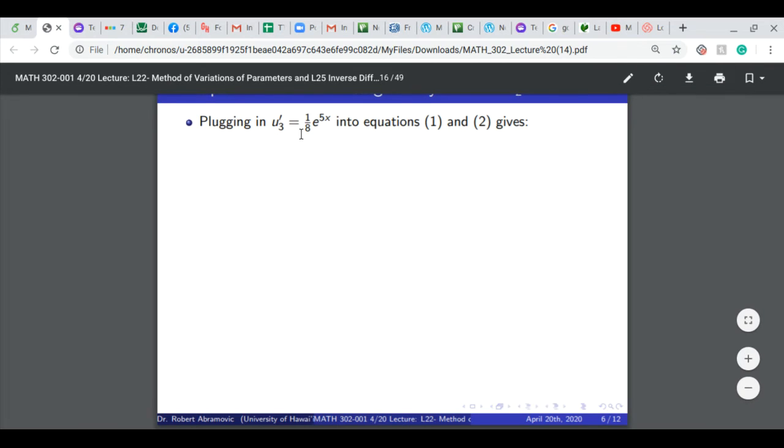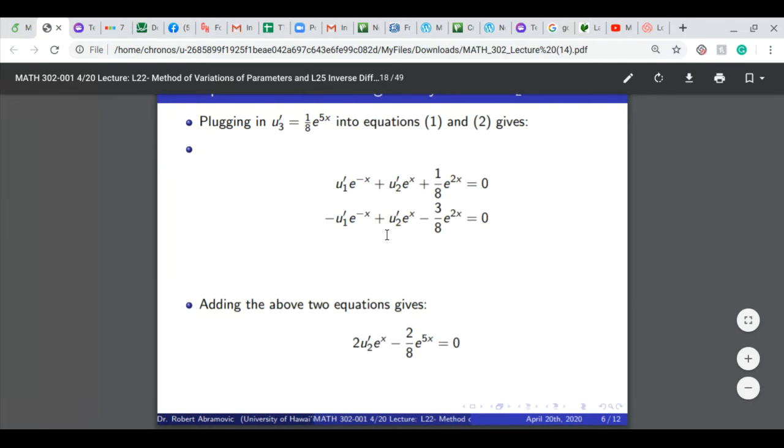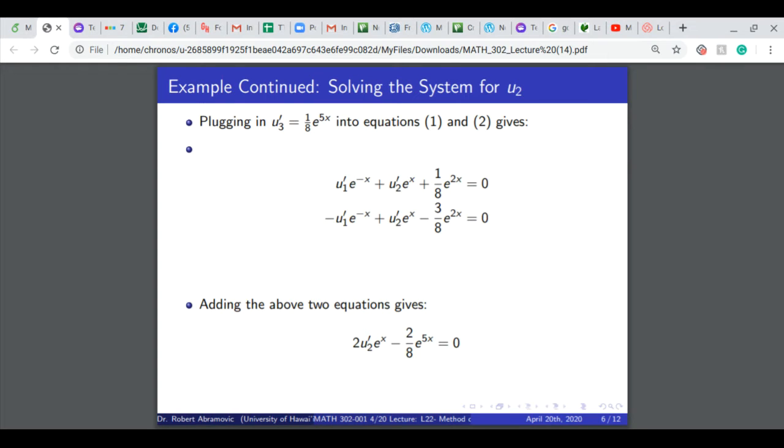And we're going to plug u3 prime is 1/8 e to the 5x into the first two equations. u1 prime e to the minus x plus u2 prime e to the x plus 1/8 e to the 2x is 0, minus u1 prime e to the minus x plus u2 prime e to the x minus 3/8 e to the 2x. We add these two equations. What do we get? 2u2 prime e to the x minus 2/8 e to the 2x. Solve for u2 prime, 1/8 e to the 4x. That's just from multiplying both sides by e to the minus x, e to the 5x times e to the minus x is, of course, e to the 4x. Divide both sides by 2. We get u2 prime is 1/8 e to the 4x. That means u2 is 1/32 e to the 4x.